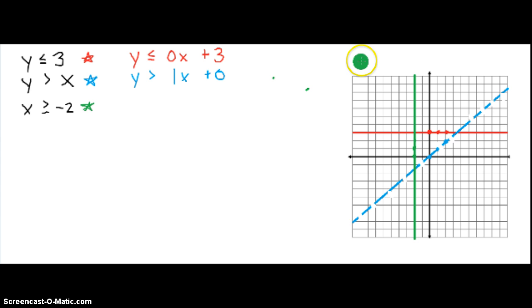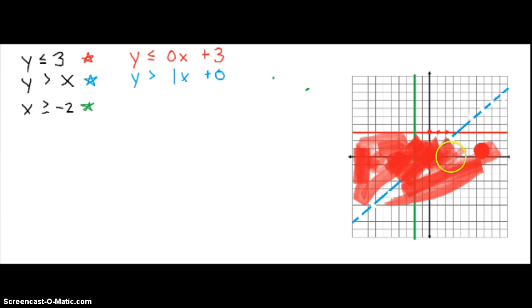Alright, so for the red line, we're shading below, the y values below that red line. So we would shade kind of this area below that red line.